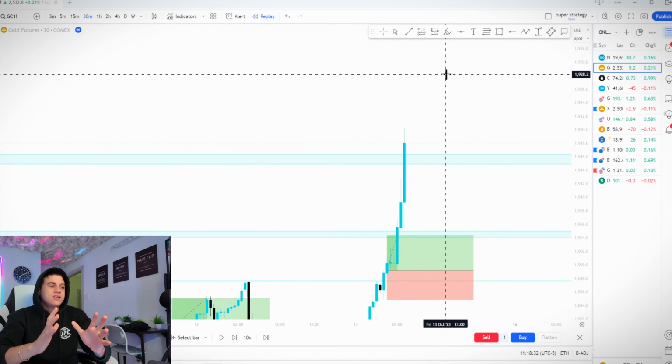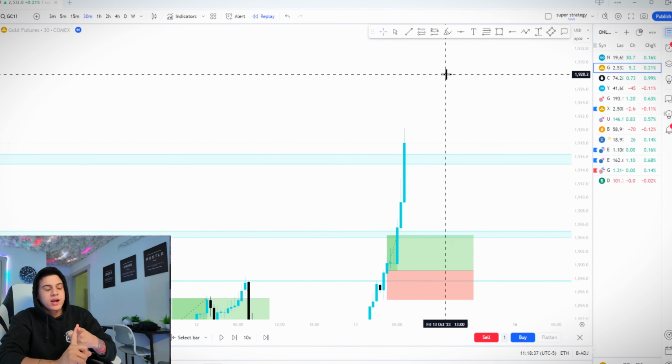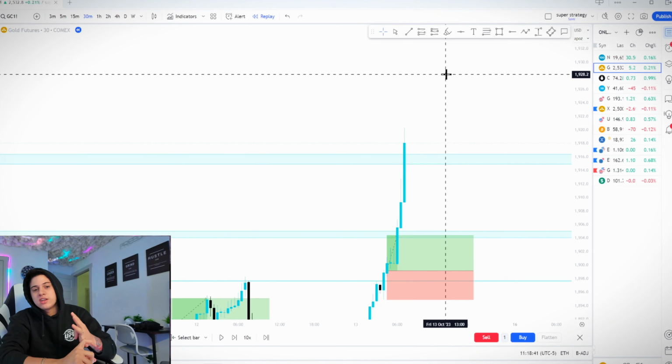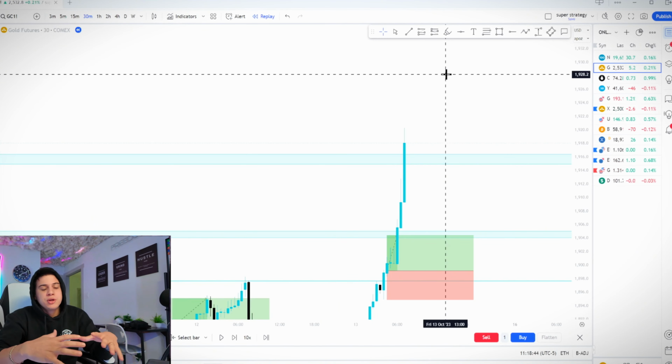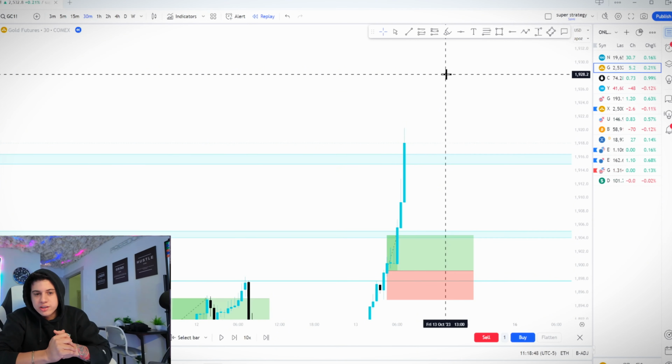Very simple trading. This is exactly how you use zone to zone trading. If you guys can mark up your zones correctly, understand what these zones mean, use them as magnets, use them as targets, use them for stop losses. This is the beauty of zone to zone trading. It's very simple to understand and easy to execute based off of.